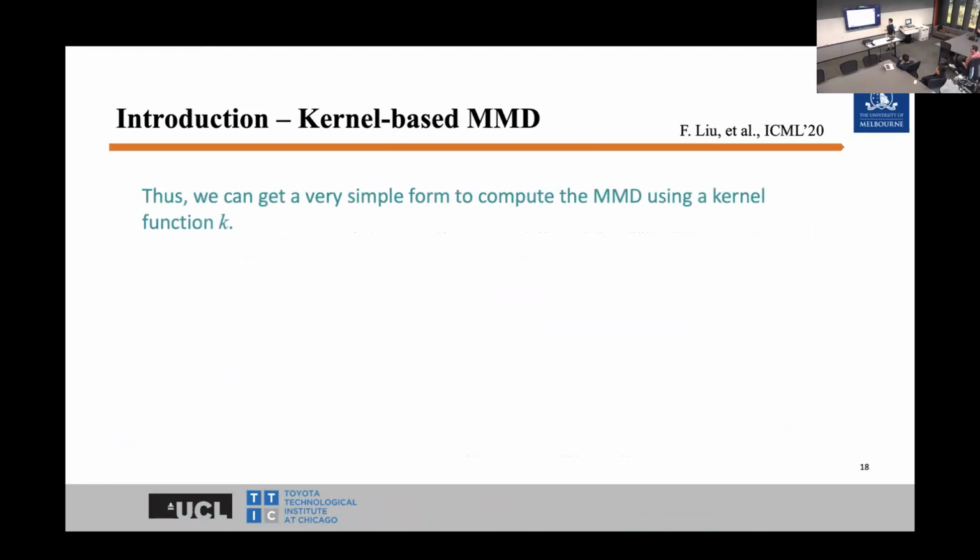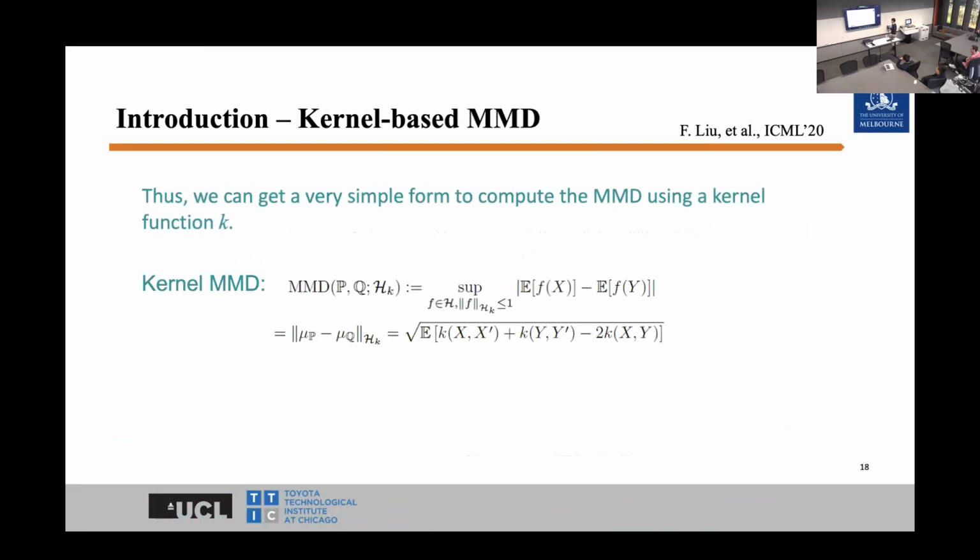Now if we introduce a kernel function K here, MMD can be computed using this kind of formula. K is a kernel, a characteristic kernel, like the Gaussian kernel or Laplace kernel, and we take the expectation of this value. Because here we use random variables to represent the distributions, we can actually get an estimator for this.